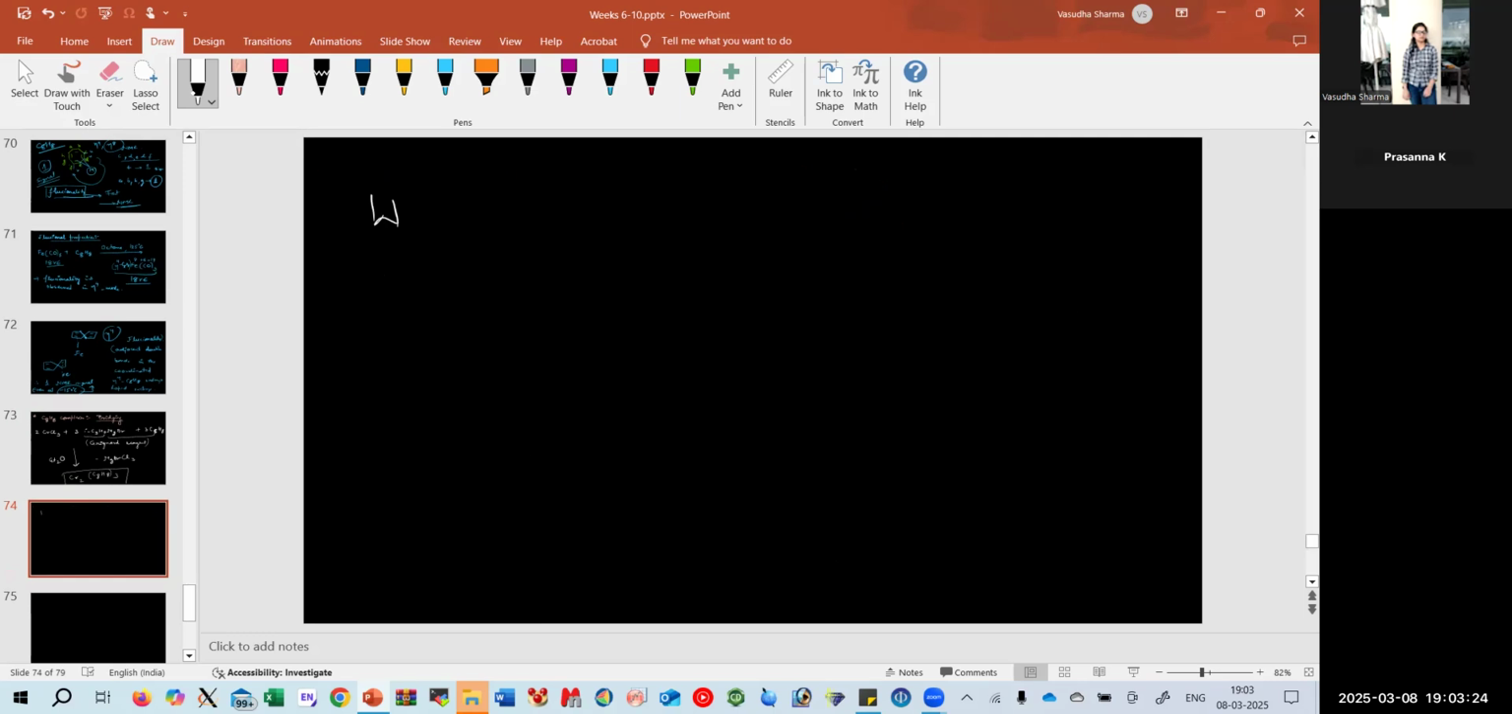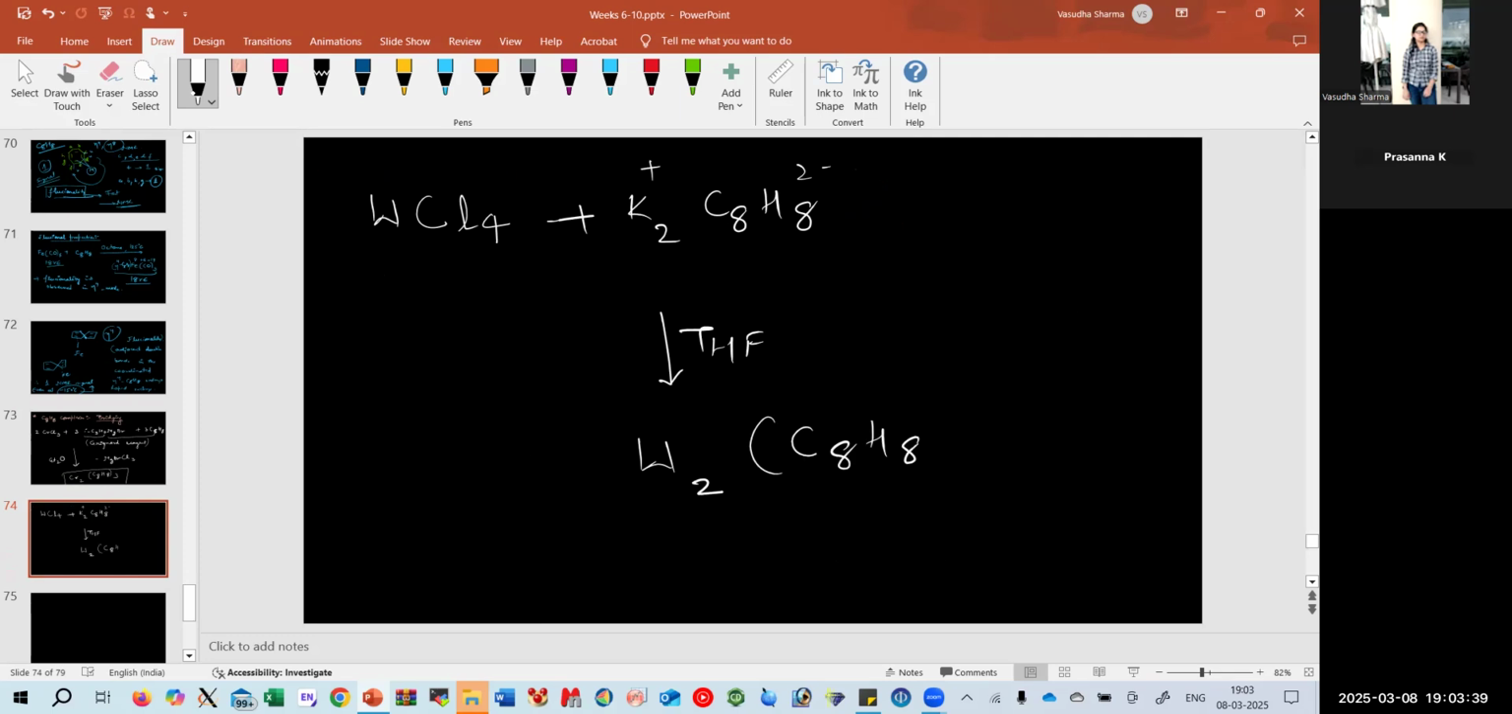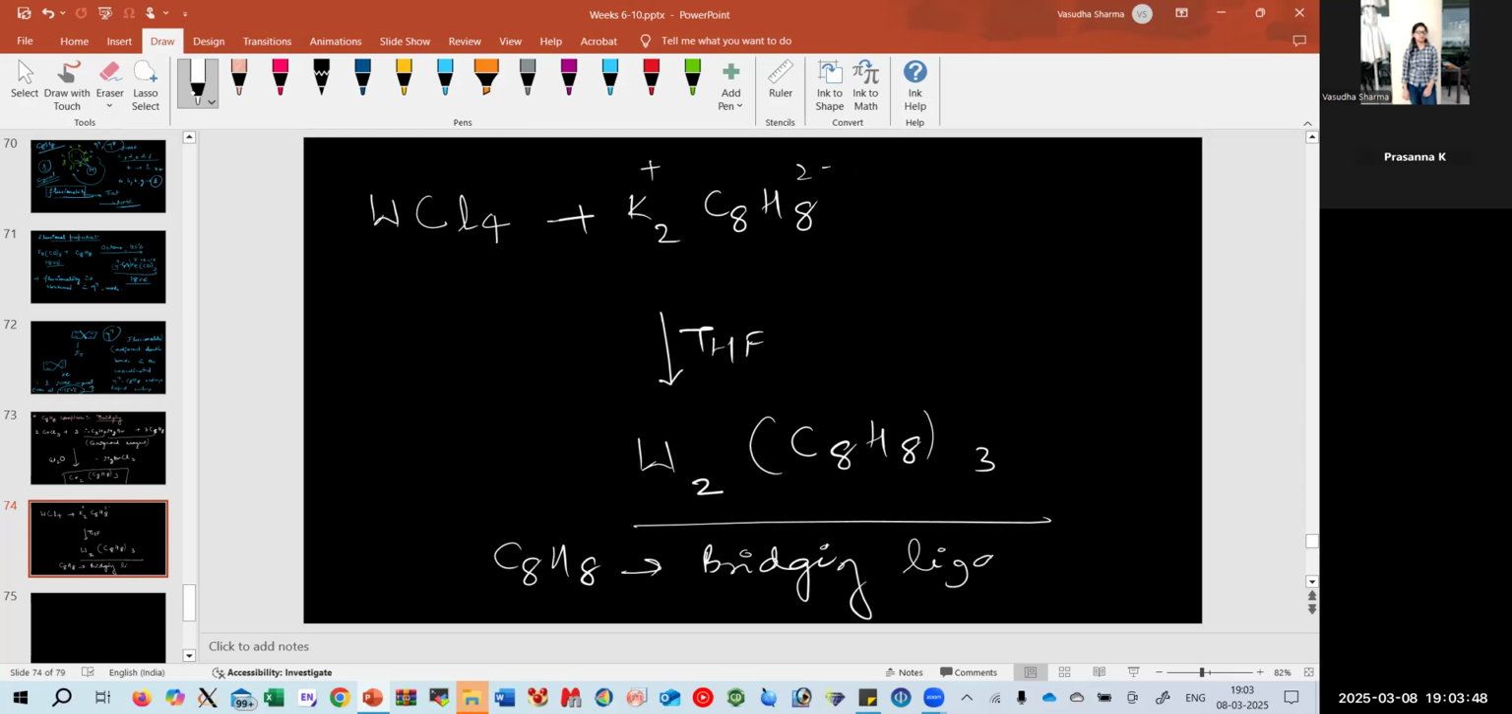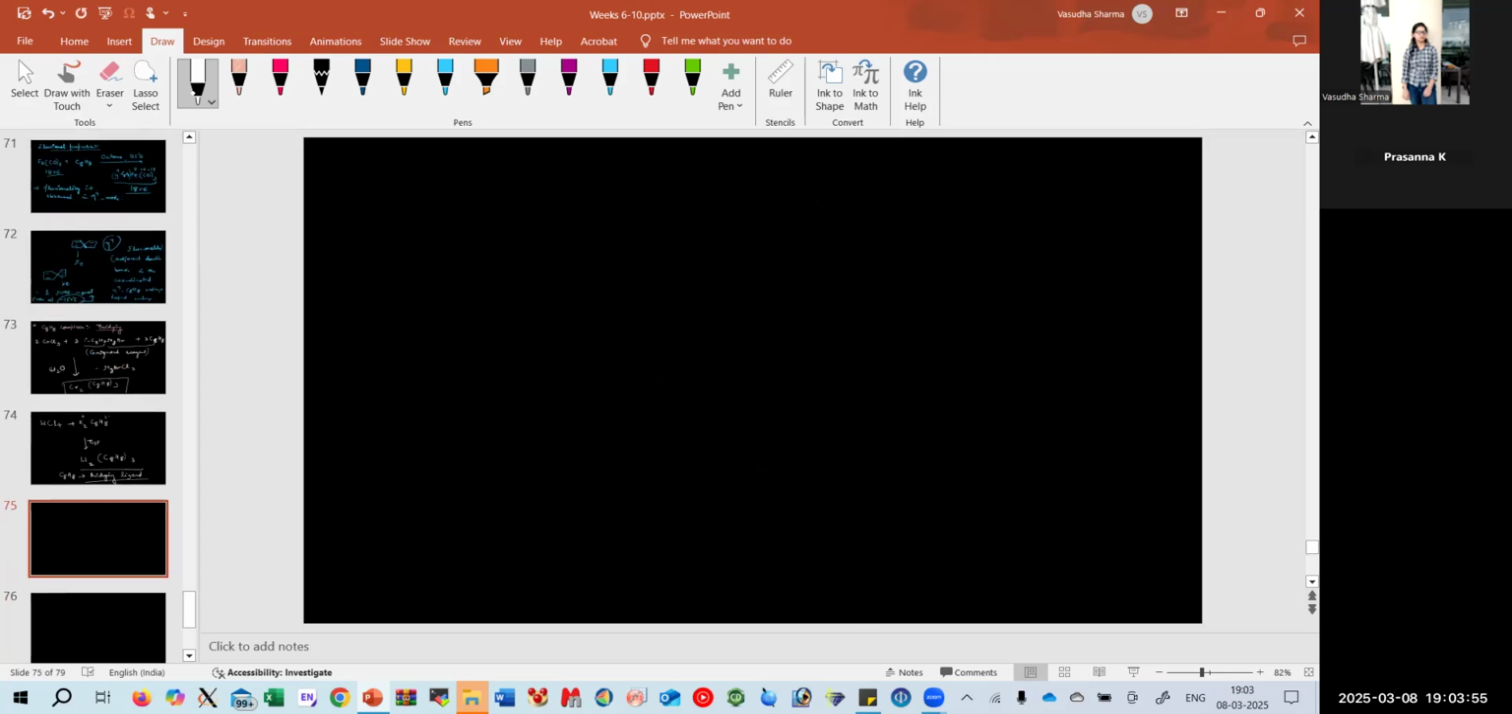Similarly, if you take tungsten Cl4 and treat it with K2C8H8, which I've already mentioned, this is 2 minus and this is plus, in a THF medium, it would end up forming W2 C8H8 3. Here, C8H8 is acting as a bridging ligand. It's not a terminal ligand anymore. It would act as a bridging ligand between these 2 metal centers. So how it acts as a bridging ligand, we'll see in the structure now.